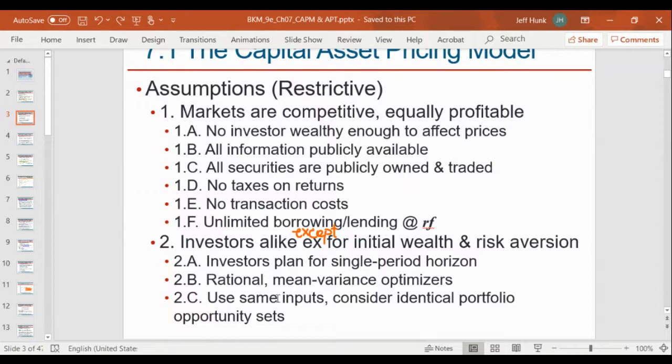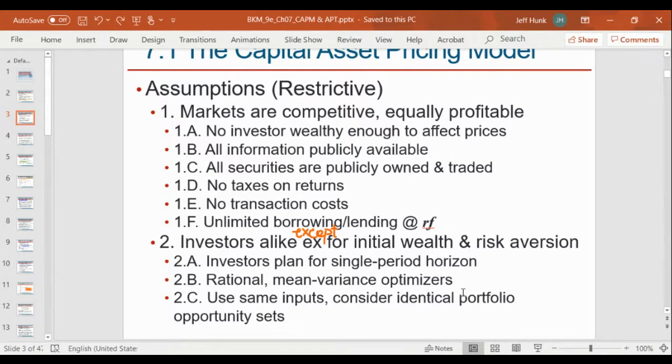Rational. All investors are rational, mean variance optimizers. Rationality means always, rationality is easy. It's not a difficult concept. It's intuitively and logically obvious. Everyone prefers more to less, bigger to small. That's rational.